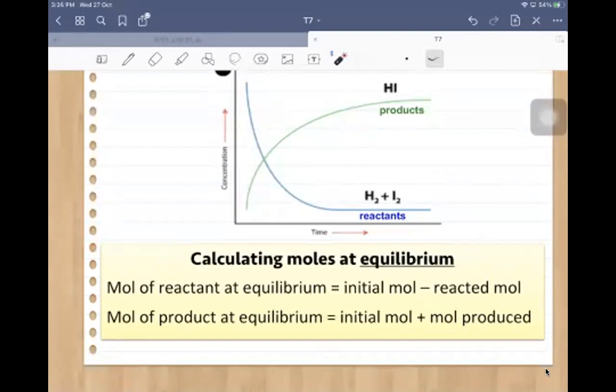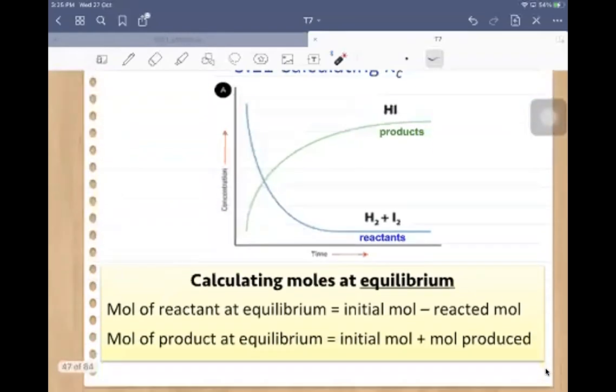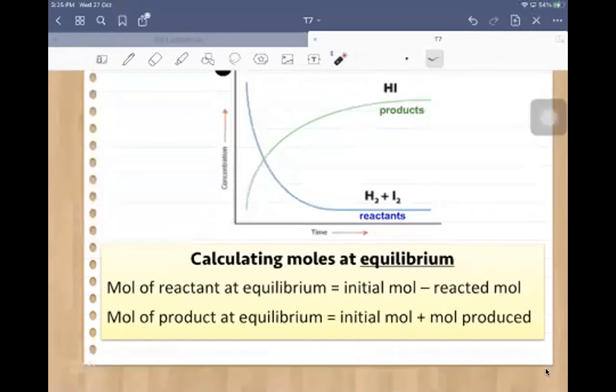If you want to know the number of moles or the concentration of reactants at equilibrium, you will take your initial minus how much have actually reacted. Not all your initial number would have been reacted, because if everything has gone into reaction, then you would be left with 0 at equilibrium. So take initial minus reacted, you get at equilibrium. This applies for number of moles. This applies to concentration as well. Now that's for the reactants.